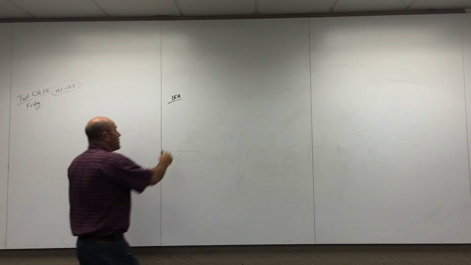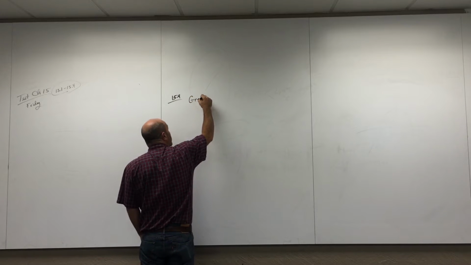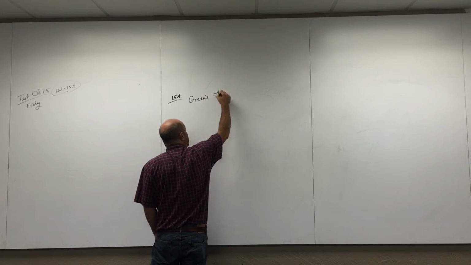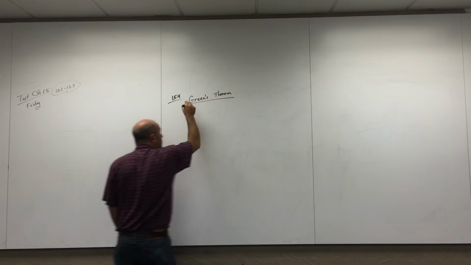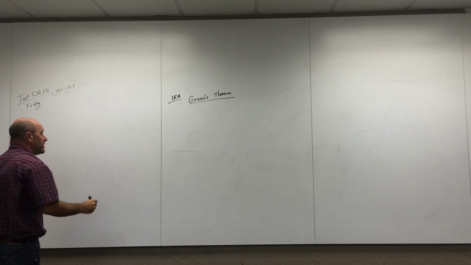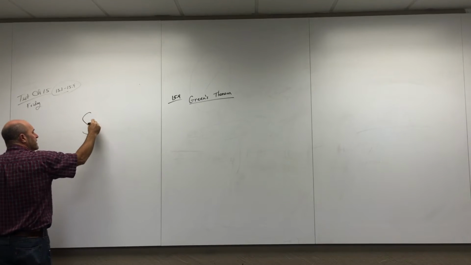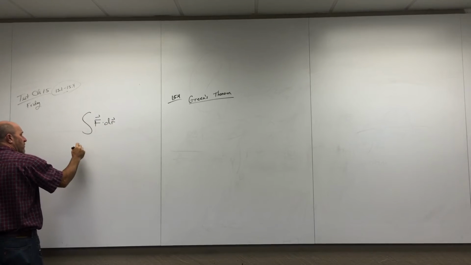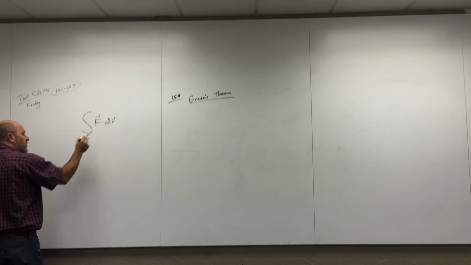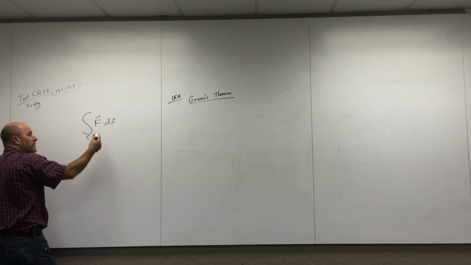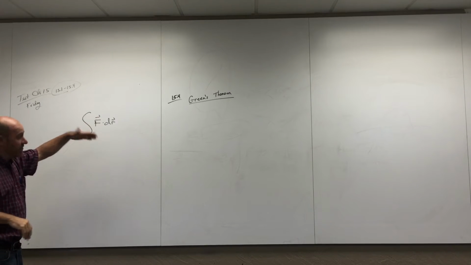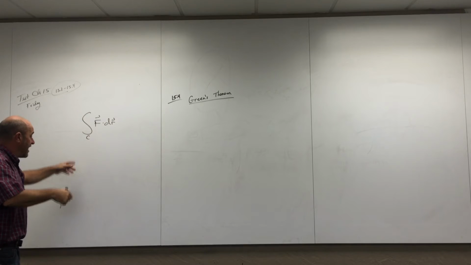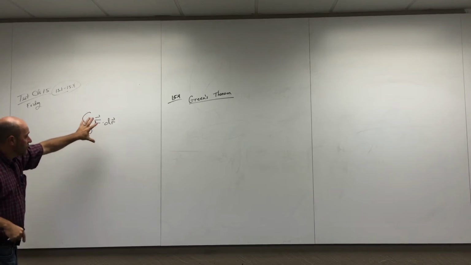Okay, so 15.4 is about Green's theorem. So let's talk about it. But hold on just a second. What did we learn last time? In 15.3 we learned that over a curve we're working on this integral, which is the work done by the vector field on a particle as it travels this path C through the vector field.